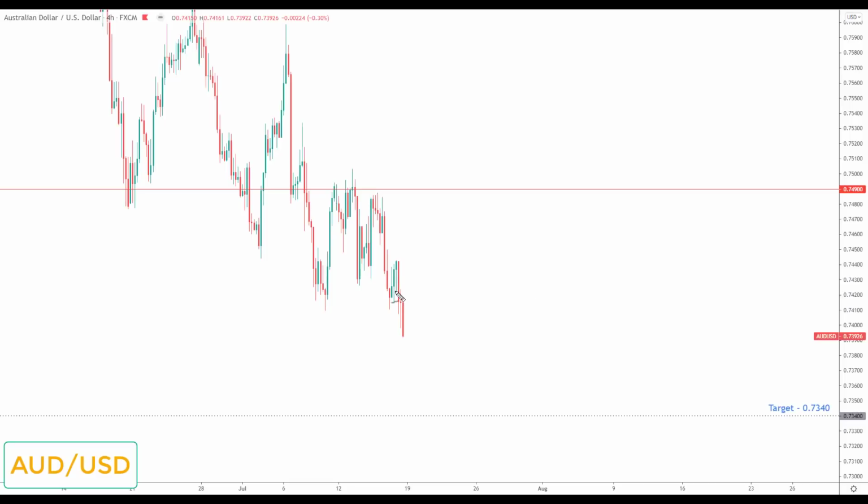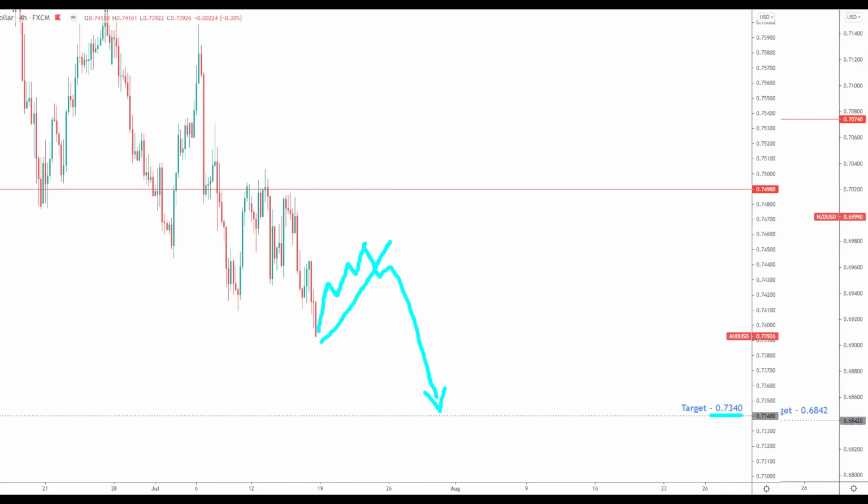So any pullback, and we are starting to break with a bit of momentum, any pullback this week is simply going to be viewed as another opportunity to look for bearish reversals in this market down to the next key area of support to the downside and the target set, the 0.7340.